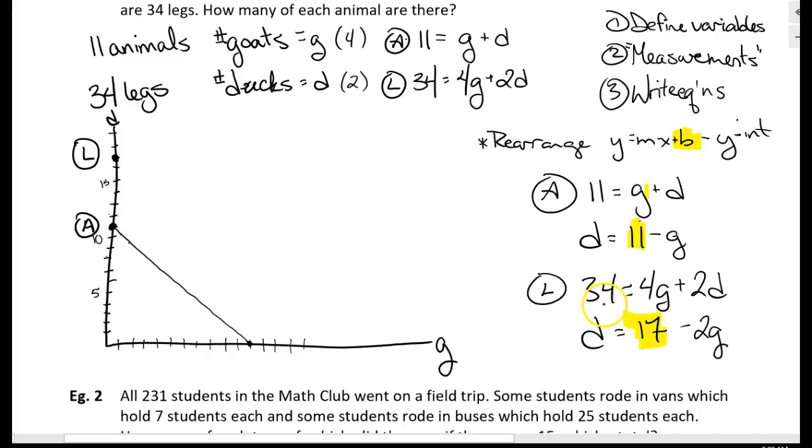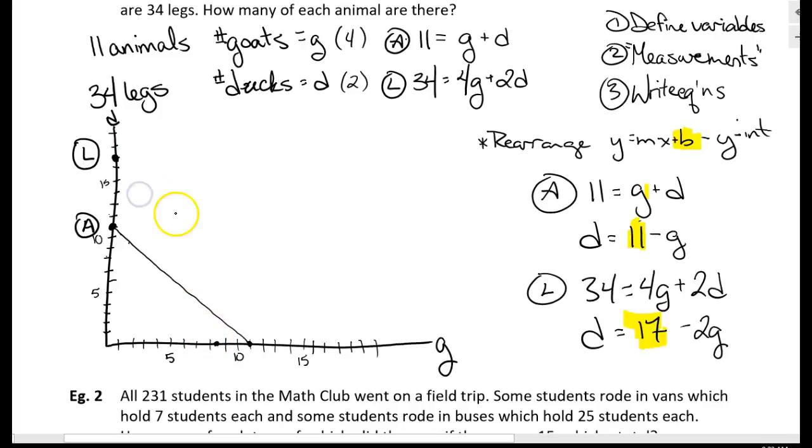Or I could figure out my x-intercept again by plugging in 0 for D, in which case it would be 34 divided by 4 is 8.5. So 1, 2, 3, 4, 5, 6, 7, 8.5. And again, that's why it's nice to label your axes, give us a scale, so then counting is a little bit easier. You don't have to always start from 0. And we draw that line in.